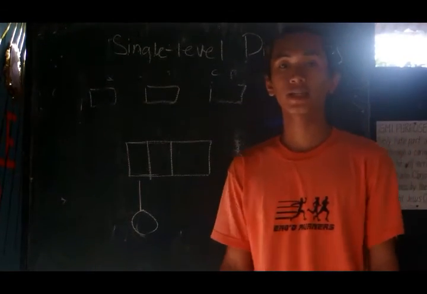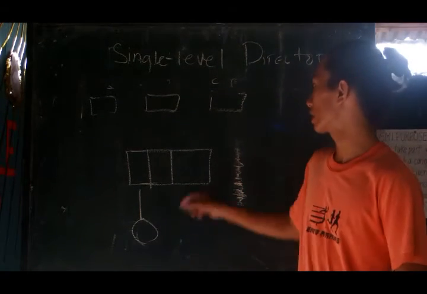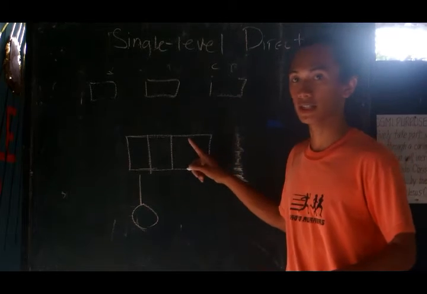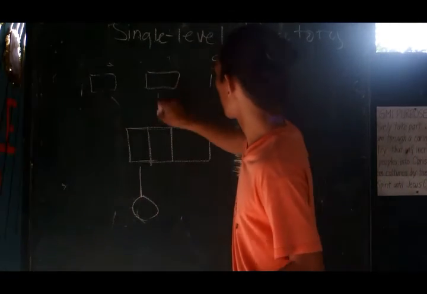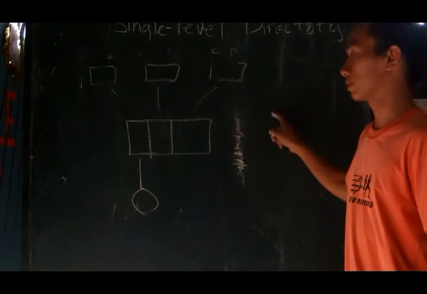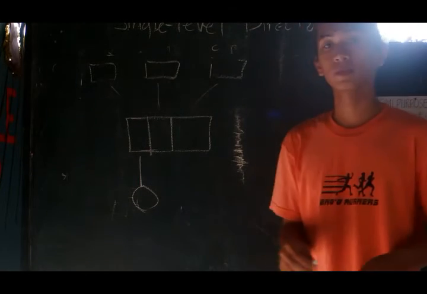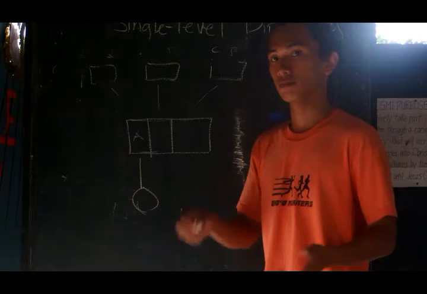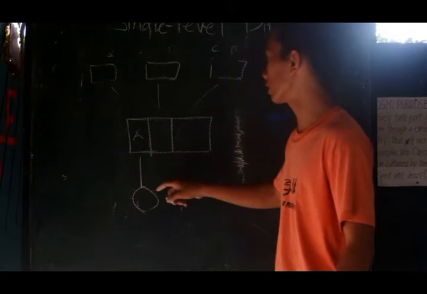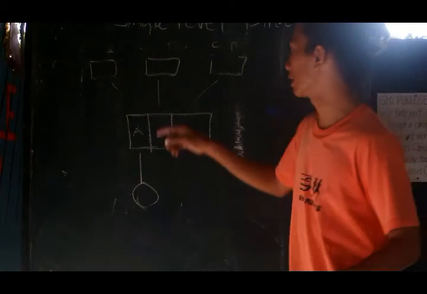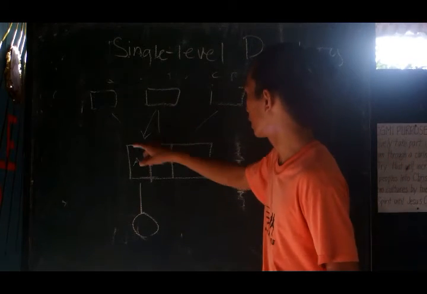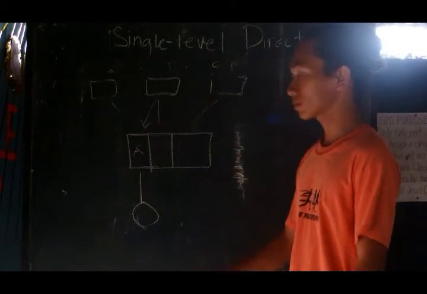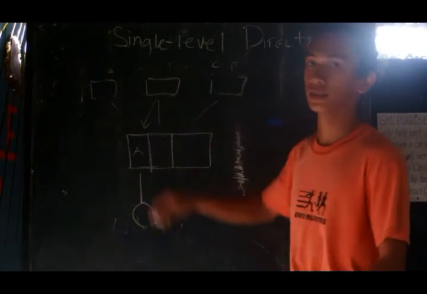Single level directory is the simplest directory in an operating system. All users will use a single directory to store all their files. This represents a single directory illustration. The problem of single level directory is that if user A has an old file stored in the directory, and then user B creates a file and names it A, the old A file will be overwritten by the new file, which is created by user B.